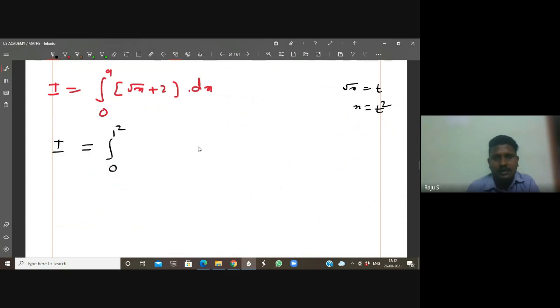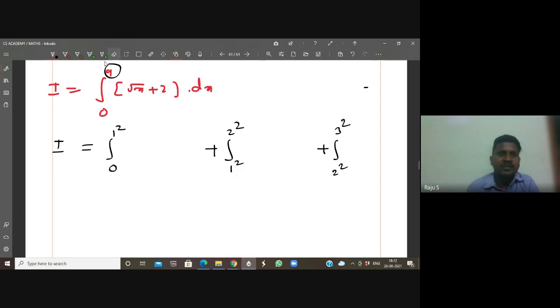Okay, I is equal to, we can split into 0 to 1 square, plus 1 square to 2 square, plus 2 square to, what is the upper limit? You can do like that, squares alone. What is the upper limit? 9. 9 is nothing but 3 square. You can stop it. If 25 is given, you can write 3 square to 4 square, 4 square to 5 square. That's all. Got it? In case they give 8 instead of 9, instead of writing 3 square, you can write 8. Like that. Got it?